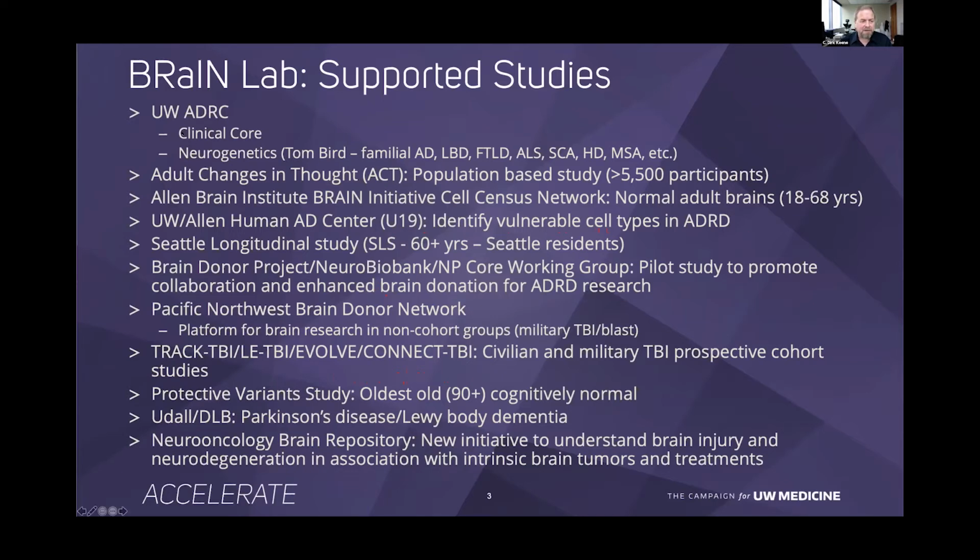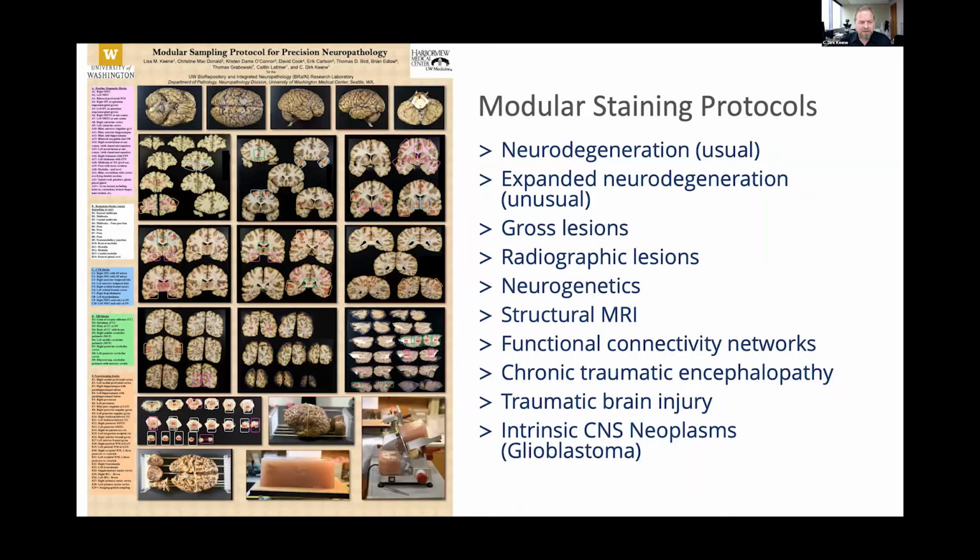Of course, the Alzheimer's Center is of prime importance. The Adult Changes in Thought study, which is just renewed as U19, is of course a major focus, and our work with the Allen Institute in normal brain and in Alzheimer's disease is really critical. And so these quantitative approaches are necessary for us to really push the limits and understand what's happening in brain aging and dementia. And so this is our sampling protocol that we use just as a standard.